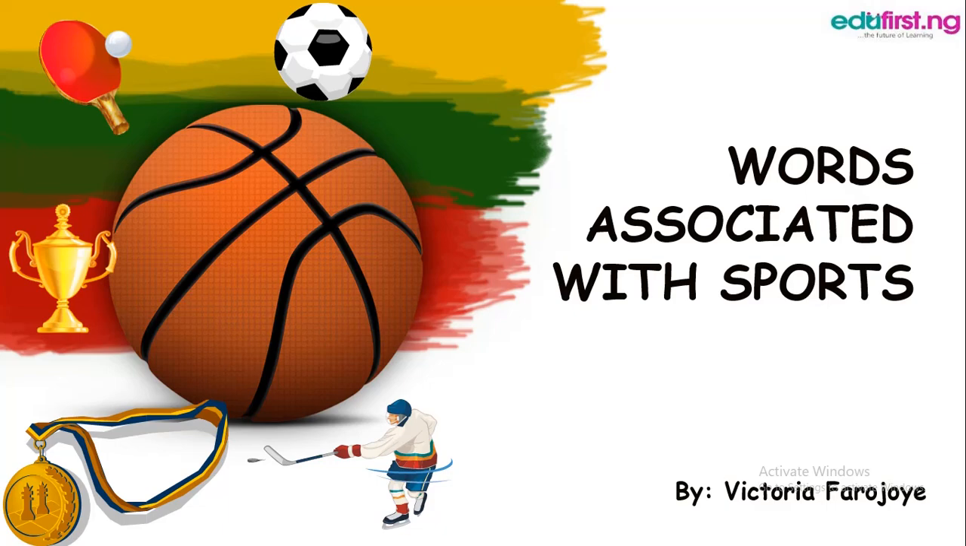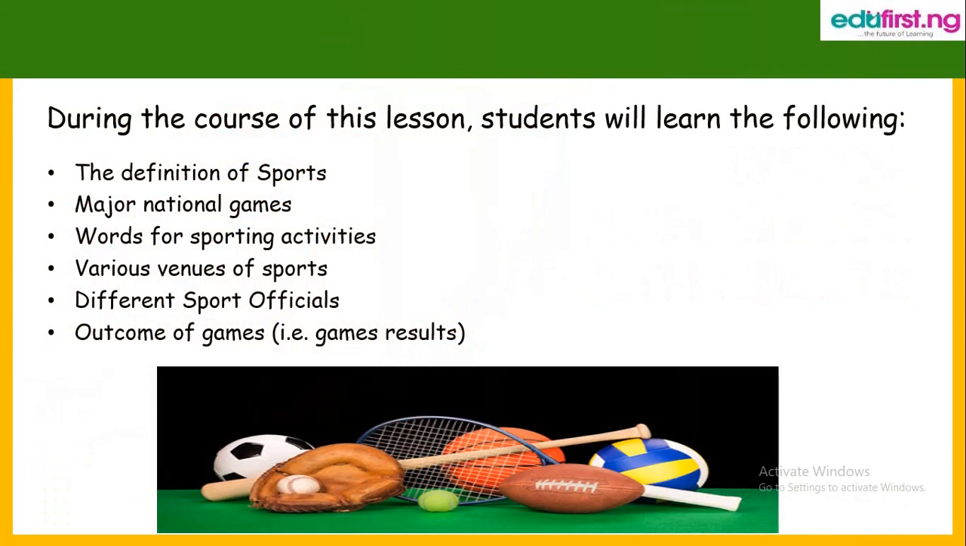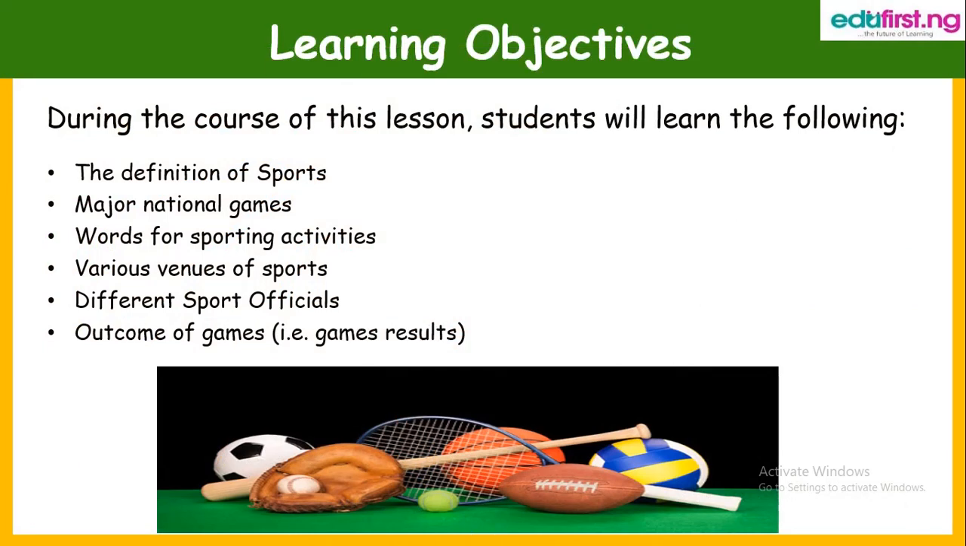Before we start off, let us check out our learning objectives. During the course of this lesson, we are going to be learning the following: the definition of sports, the major national games we have, the words for sporting activities, the various venues of sports, the different sports officials that we have, and the outcome of games, which is also game results.